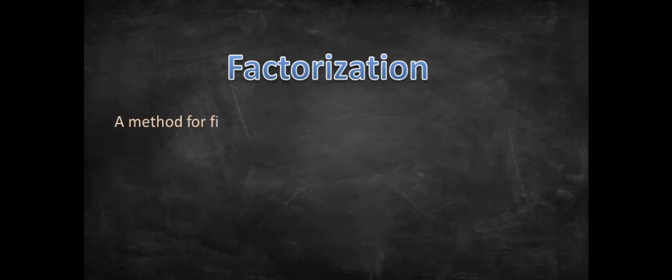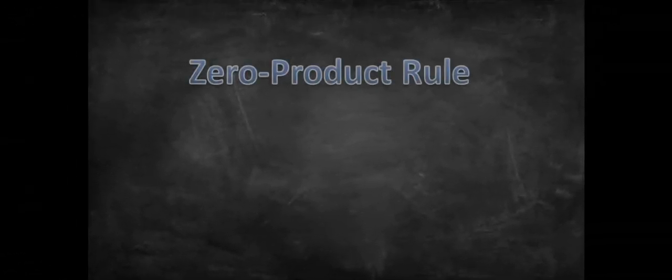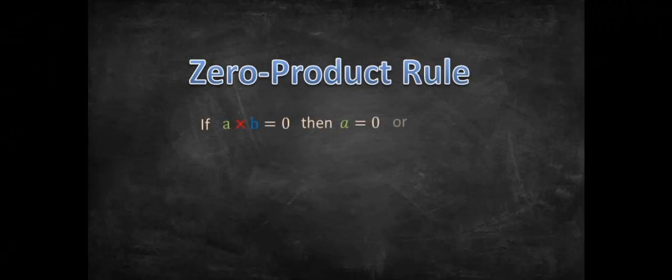Factorization is a method for finding the zeros or roots of a quadratic equation. We will also be using the zero product rule, which says if a times b is 0, then either a is 0 or b is 0.